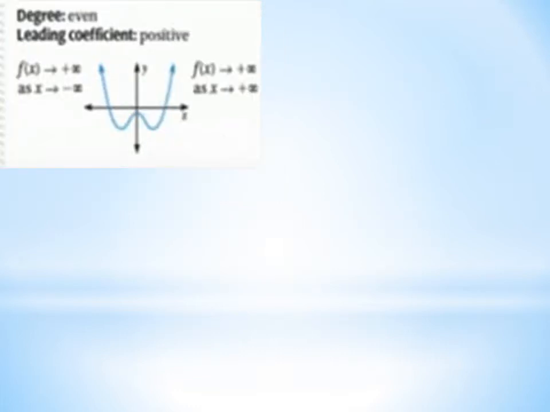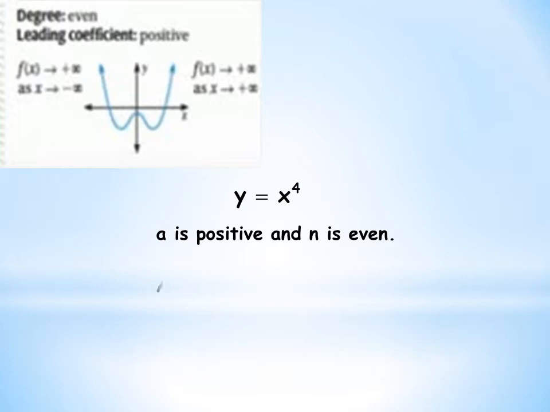Now let's take a look at an even function. You know this is going to be an even function because both of the arms of the graph are going up. So you know that it will be something like y equals x to the fourth, or y equals x to the sixth, or y equals x to the eighth. You know this one happens to be x to the fourth because it has 3 terms. And remember, the exponent is always one more than the number of terms. But it is going to be true for any function that has an a that's positive and n is even.